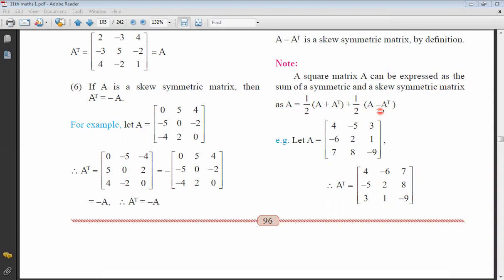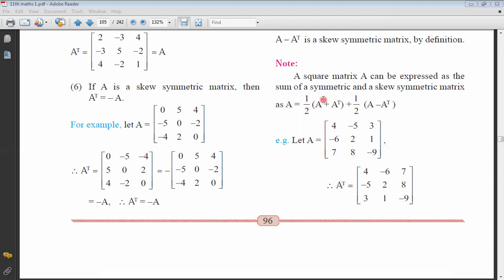Now, the question which will come would be something like this: express the square matrix A as a sum of symmetric and skew symmetric parts. Let us see how we do this. Let A be the matrix given. A transpose we will find firstly, which is just interchanging rows into columns. 4, minus 5, 3 is a row converted into a column. Minus 6, 2, 1, and 7, 8, minus 9, we convert into columns. This is the transpose of A.